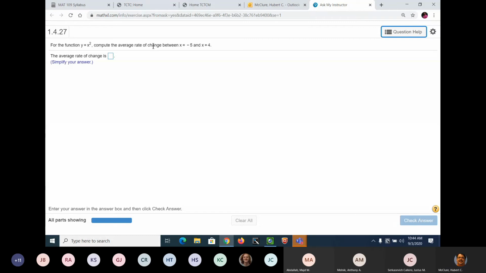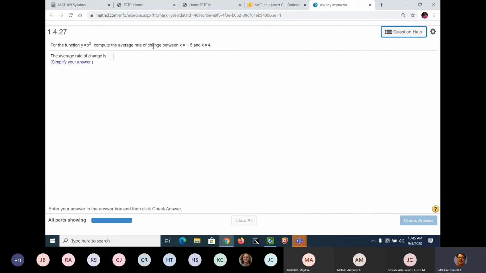That's misleading. What they should say is for the function y is equal to x squared, compute the average rate of change. Write down average rate of change is equal to the slope. Average rate of change is another way to write the slope. You need to write that down because when you're in business and marketing, when you see rate of change, that means slope. It would be better if they'd say compute the rate of change or compute the slope on the line between x is equal to -5 and x is equal to 4.